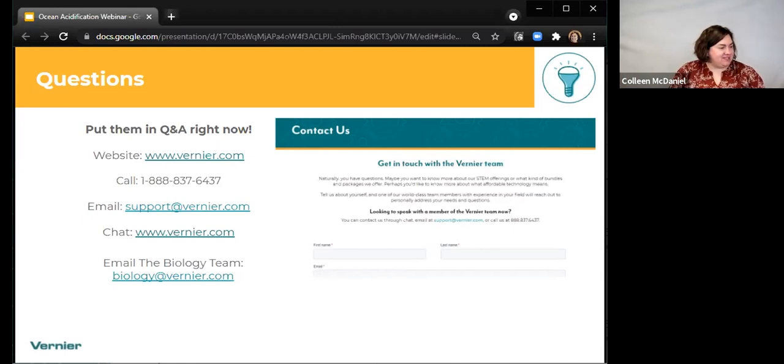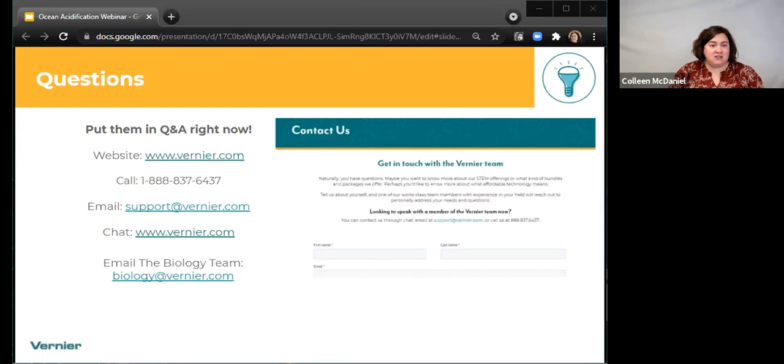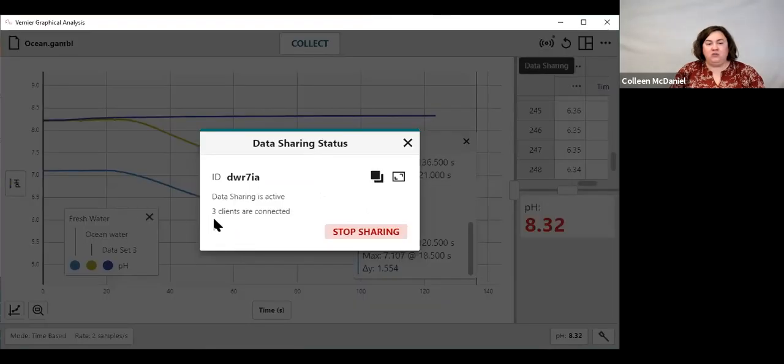And oh, I see in chat, somebody asked if you could see who's actually connected to your data sharing. No, you can't. It only shows you here. I can share that here. It only shows me how many people are connected to it. So here it says 3 clients are connected.